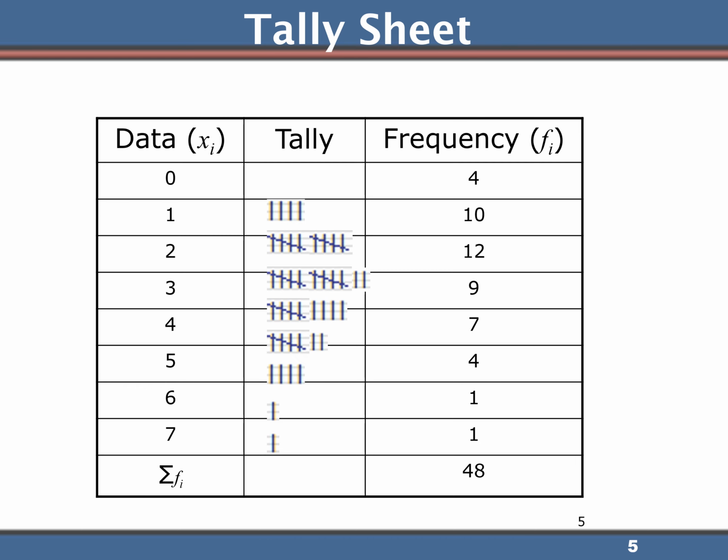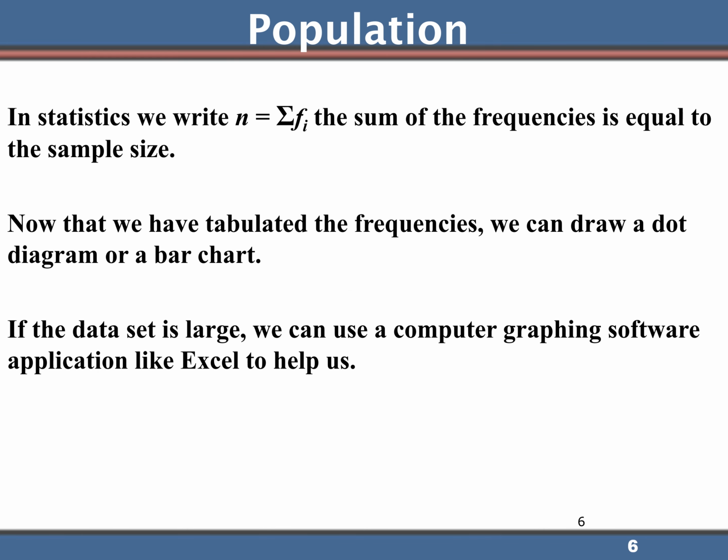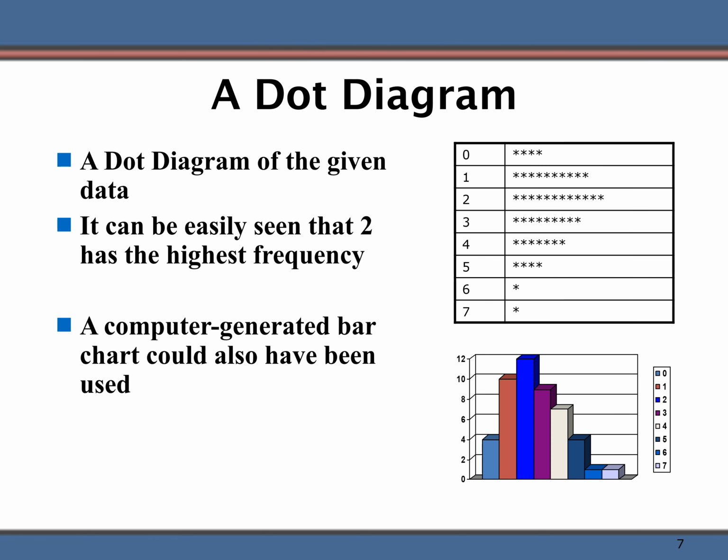We tally the data and find the frequencies. Note the sum of all frequencies is the same as the sample size. After tabulating the data, a dot diagram or a bar chart can be drawn. Statistical software such as Minitab and Excel can be used to help draw these figures. The dot diagram for the data together with a bar chart are shown here.